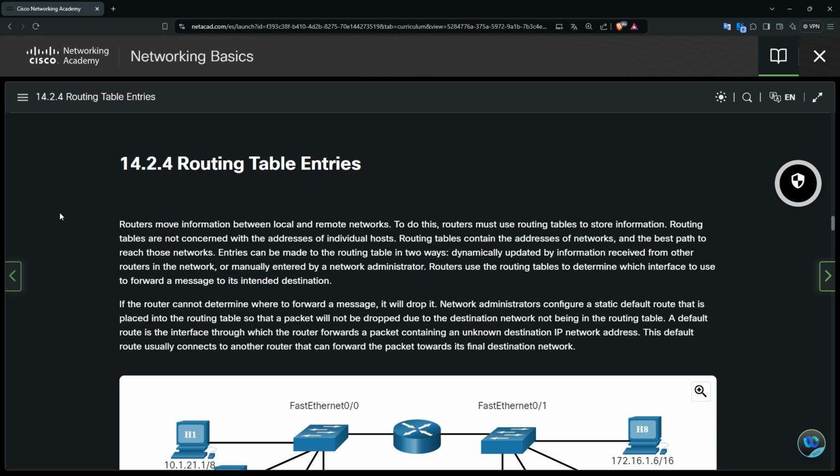Routers use the routing table to determine which interface to use to forward a message to its intended destination. If the router cannot determine where to forward a message, it will drop it. Network administrators configure a static default route that is placed into the routing table so that a packet will not be dropped due to the destination network not being in the routing table. A default route is the interface through which the router forwards a packet containing an unknown destination IP network address. This default route usually connects to another router that can forward the packet toward its final destination network.